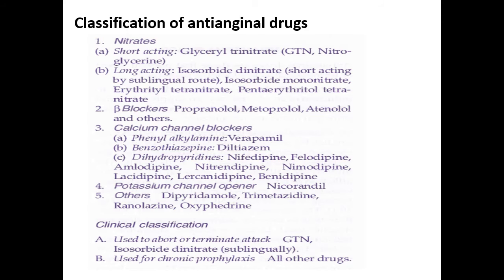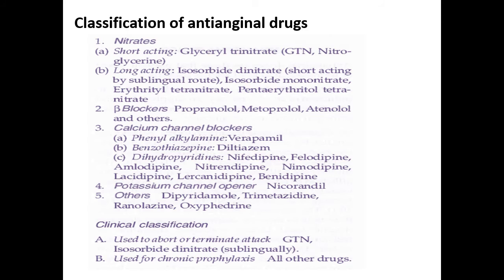Second class is the beta blocker. Beta blockers, basically propranolol, the non-selective beta blocker, and the selective beta 1 blocker, metoprolol, are used. And calcium channel blockers like the phenylalkylamine category, where verapamil is used. In benzothiazepine, diltiazem is used, and in dihydropyridines, nifedipine, felodipine, amlodipine, and nimodipine are used. And the fourth category is potassium channel openers, where nicorandil and pinacidil are used.